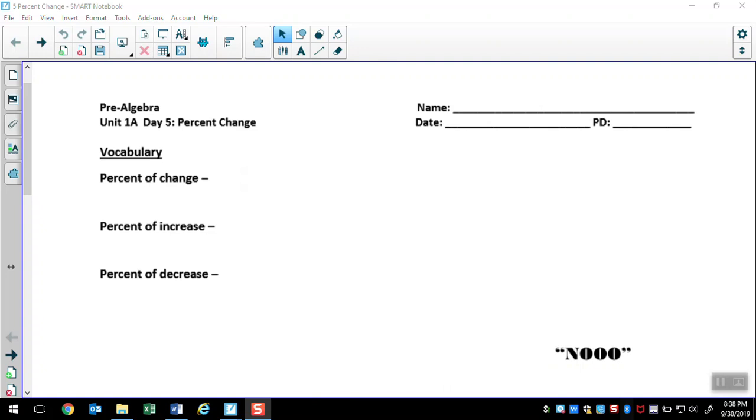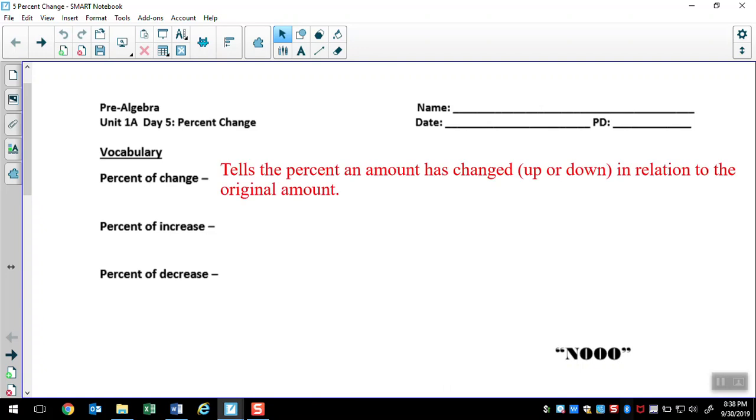Alright, so what is percent of change? Percent of change tells the percent an amount has changed, either up or down, in relation to the original amount. Percent of change gets broken down into two different parts: a percent of increase, which is when the amount increases, and a percent of decrease, which is when the amount decreases.